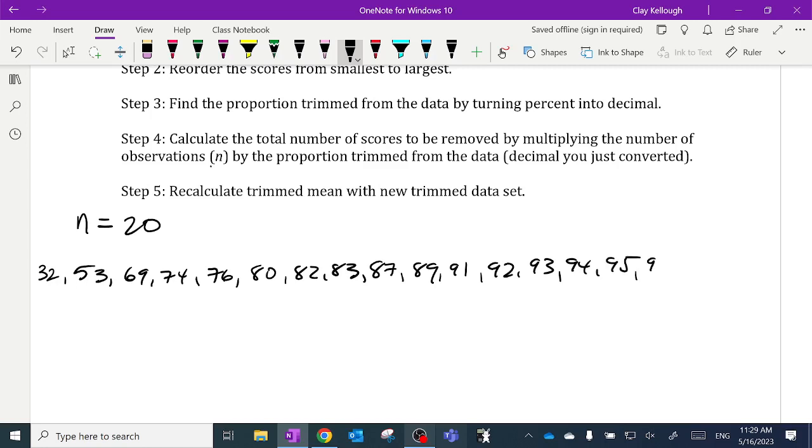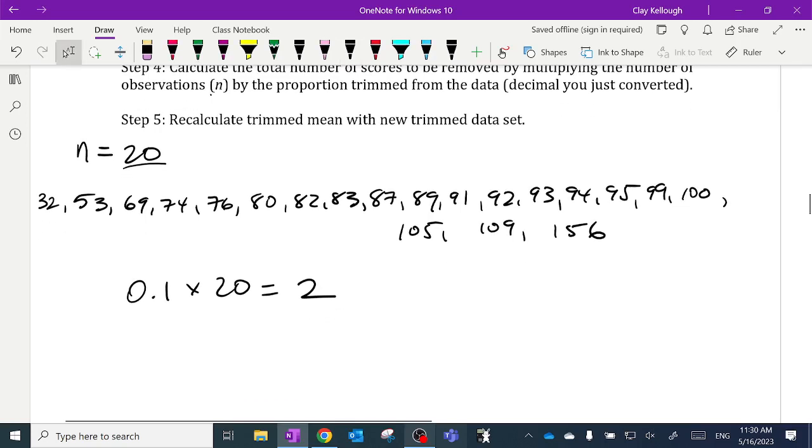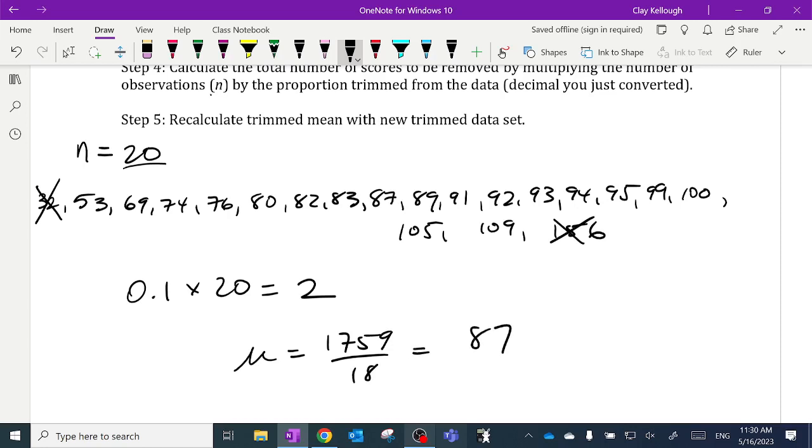This is pretty consistent data. 99, 100, 105, 109, 156. All right, so now take 10% as a decimal and multiply that by the number of things, and it'll say, aha, if I'm trimming by 10%, I have to get rid of 2 numbers. That's what we already did with this example, so we don't have to calculate it again. We got rid of 2 numbers, and we found out that the mean when we did that was 1759 over 18, which was 87.